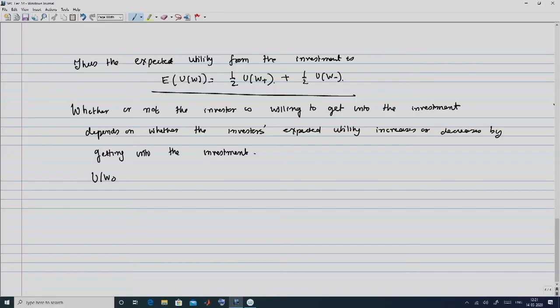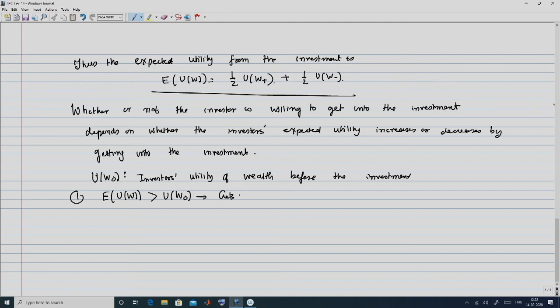Okay, so let us now introduce a few notations. Remember that W naught was the initial wealth level. So U of W naught is going to be the investor's utility of wealth before the investment. Now there are two possibilities. If E of U W, the expected utility after investment, is greater than U of W naught, then the investor gets into the investment. In the second case, if E of U W is less than U of W naught, then the investor does not get into the investment.